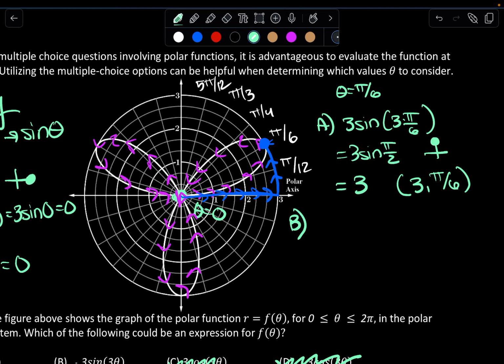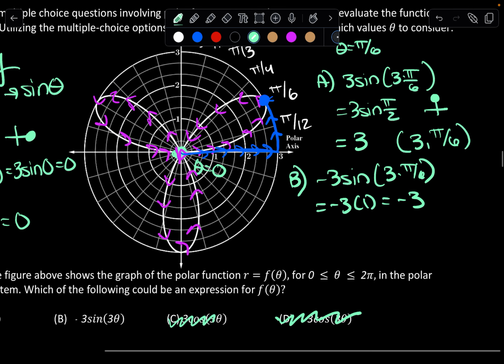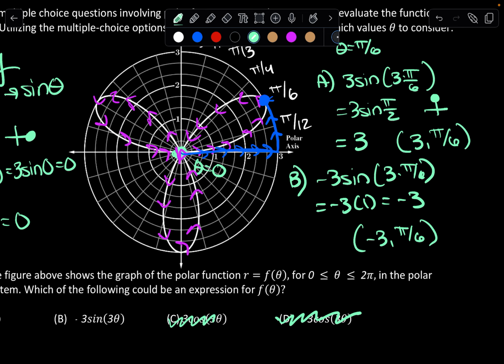So let's try B for theta equals pi over 6. So I have, whoops, that should be negative, negative 3 sine of 3 times pi over 6. We get pi over 2 again. Sine of pi over 2 is 1. So I have negative 3 times 1, which equals negative 3. So now we have a polar coordinate of (negative 3, pi over 6).